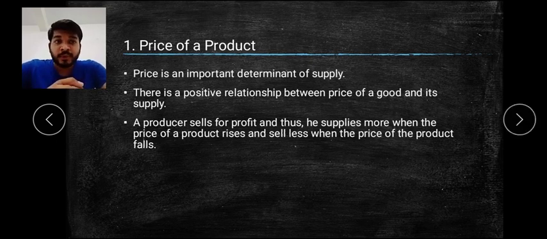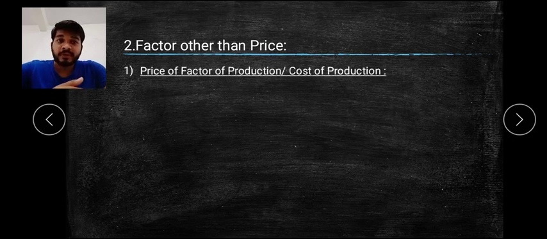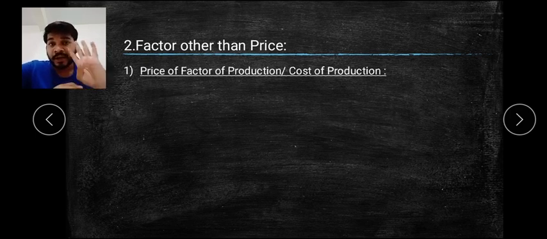Let's move to the next topic, that is factors other than price. Now it has 4 factors. Here we are starting with the first factor, that is price of factors of production. Now what is a factor of production? There are 4 factors of production: land, labor, capital, and the entrepreneur. Yes, so we know all about these 4 factors.